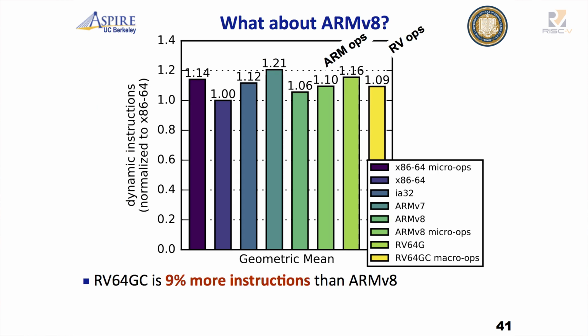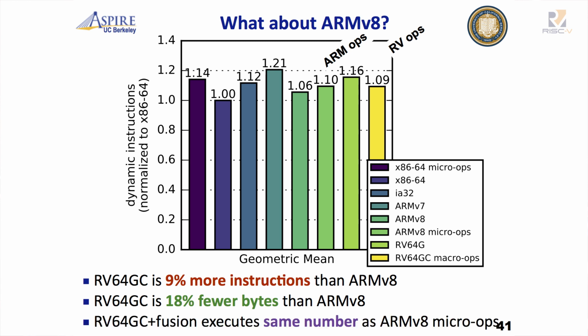So we take RISC-V. That was 9% more instructions to start with. But with Fusion, it's already fewer bytes. With Fusion, RISC-V lowers by about 5 to 6%. And if we look at the micro-op generation, ARM increases by 4%. And they basically meet about in the middle. So essentially, RISC-V is the same number of operations as ARMv8.